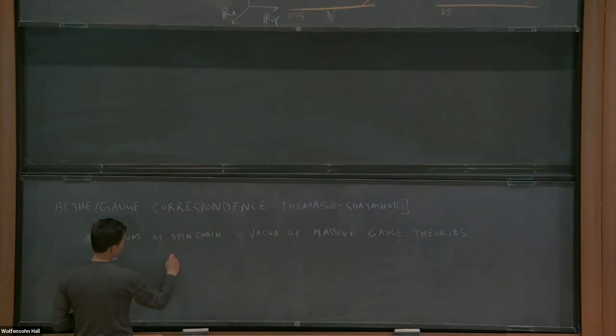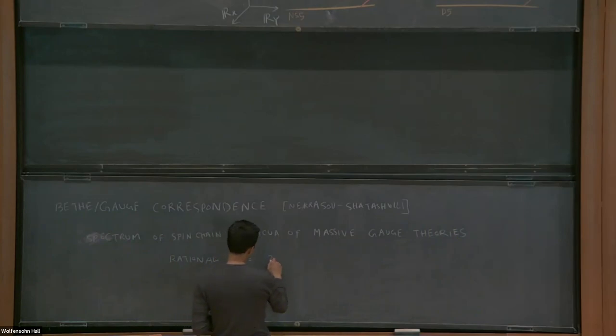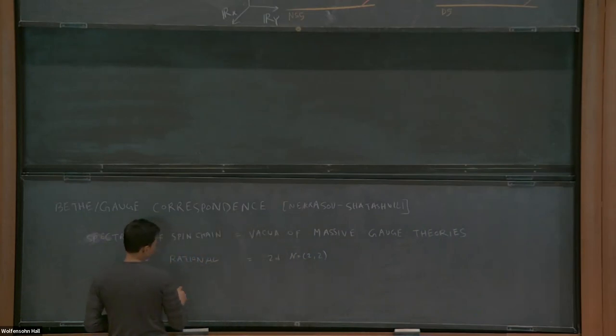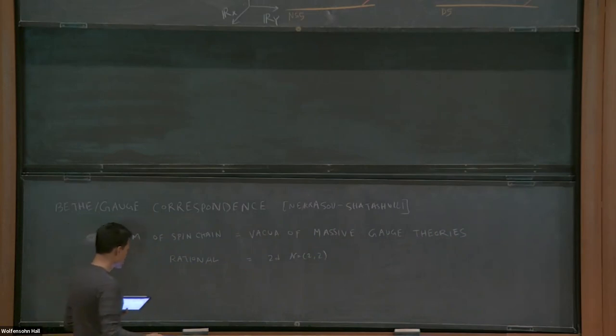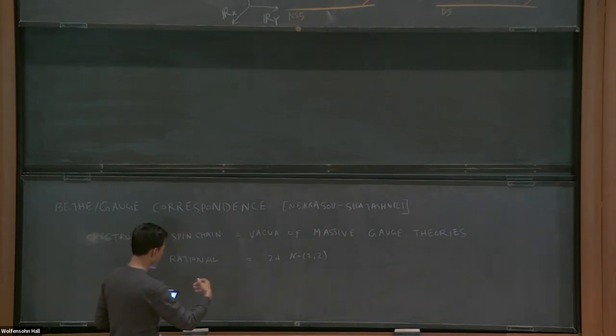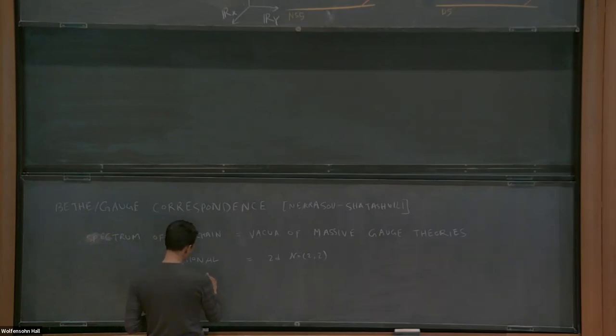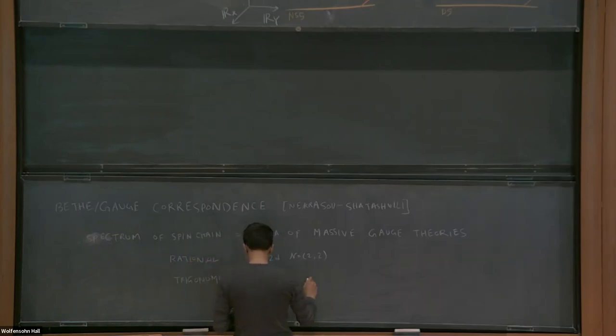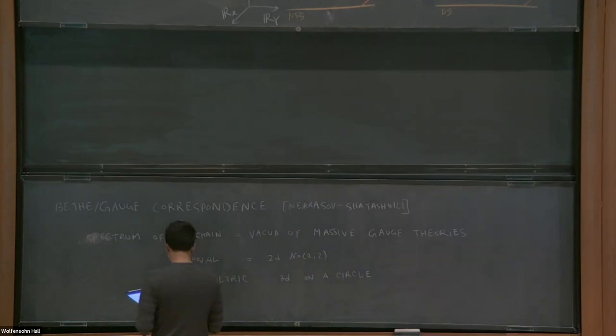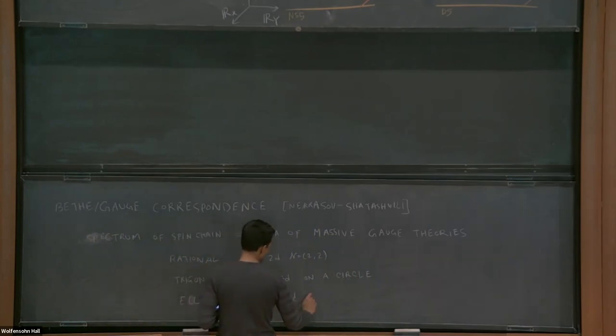So here, for example, if I start with the rational spin chain, on this side, I would look at 2D N=(2,2) gauge theories. I will mostly be talking about the rational cases in all these correspondences, but there are generalizations that I would mention as they occur in different contexts. So here, for example, one can also consider trigonometric spin chains, which would correspond to 3D theories on a circle. Or elliptic, or 4D on a torus.